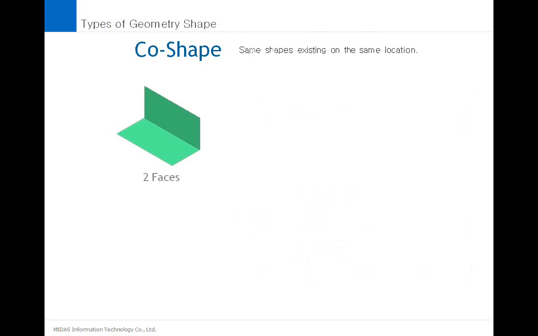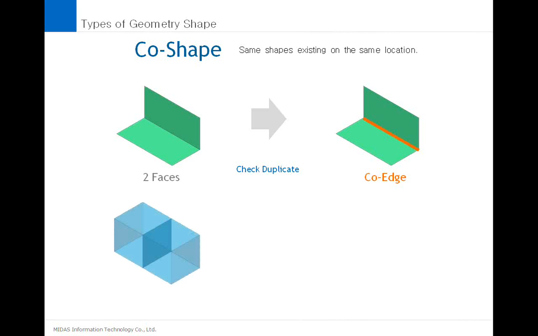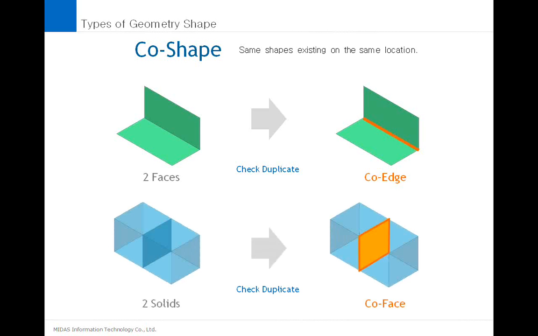So moving further, co-shape. Two faces need to share an edge, which is called a co-edge, and two solids need to share a face, which is called a co-face. So checking duplicates becomes very important in modeling, because this is the first step with which we ensure that our two solids are connected to each other. That is, when we go for meshing, there will be connectivity between the nodes of the two solids.